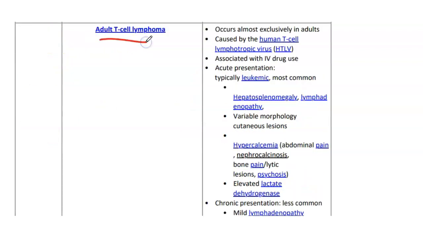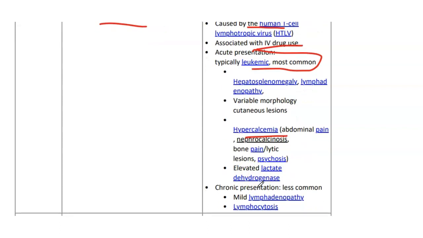The second type is adult T cell lymphoma, occurring almost exclusively in adults and caused by HTLV virus associated with IV drug use. Leukemic presentation is most common, and there will be hepatosplenomegaly, lymphadenopathy, variable morphology, cutaneous lesions, hypercalcemia, abdominal pain, nephrocalcinosis, bone pain, lytic lesions, and elevated LDH. Chronic presentation is less common, with mild lymphadenopathy and lymphocytosis.